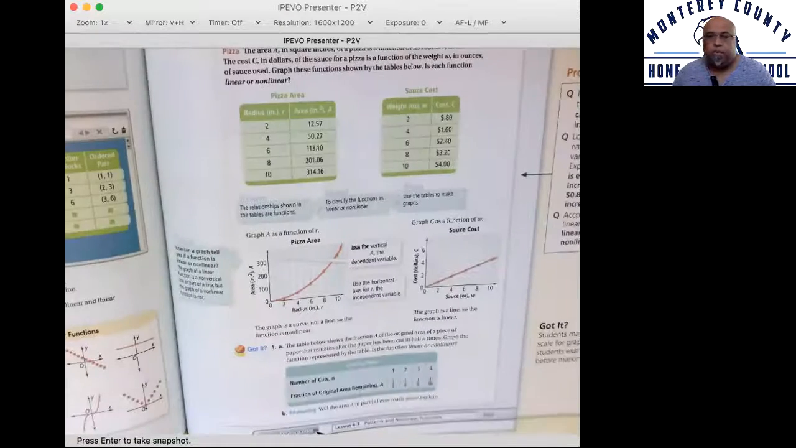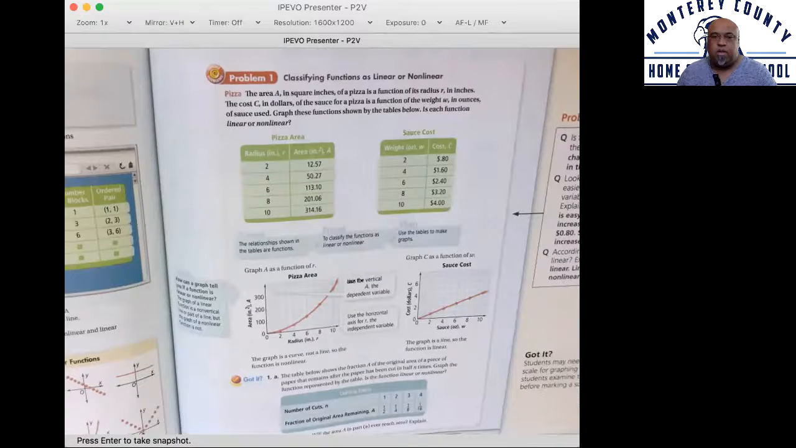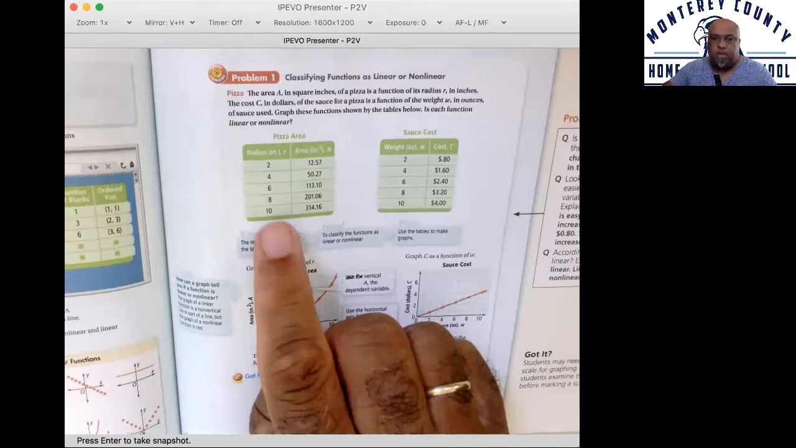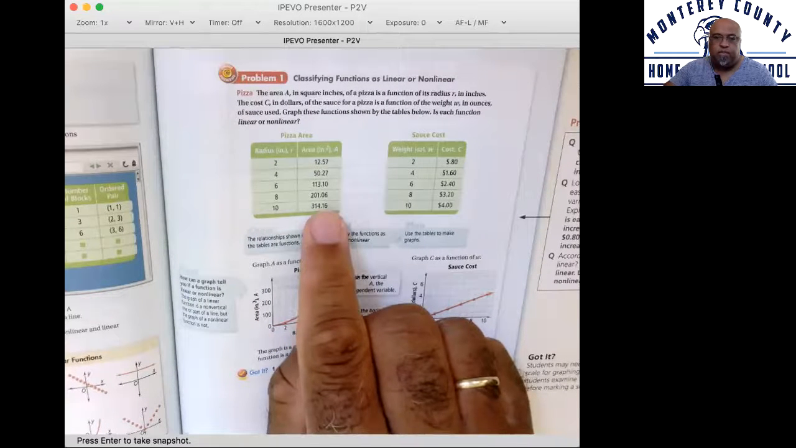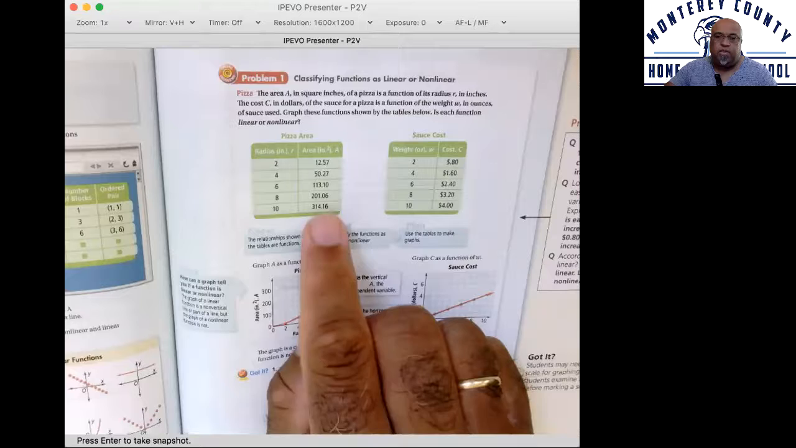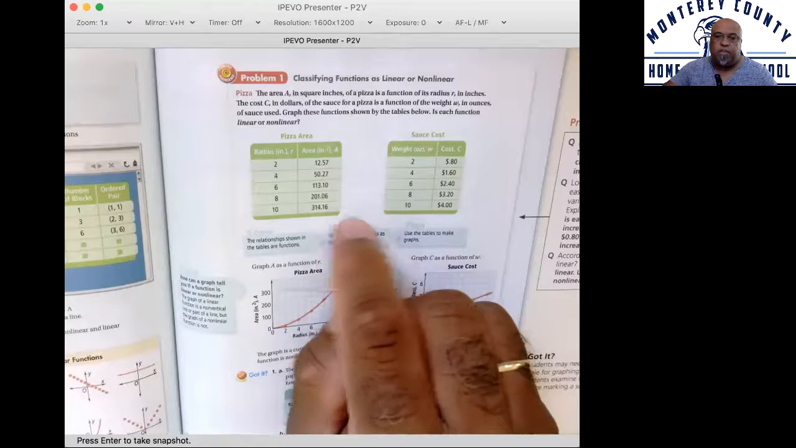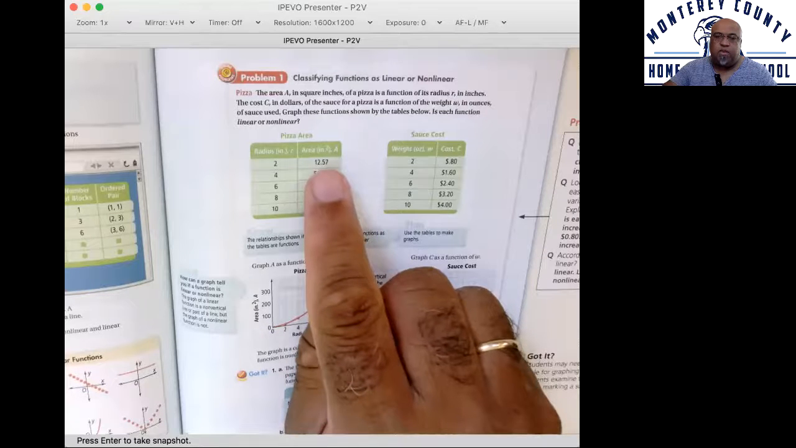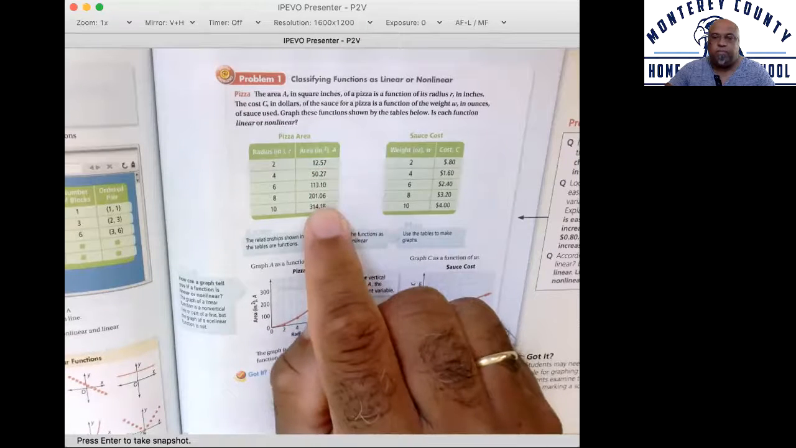So I'm not going to spend a lot more time, but I just wanted you to kind of see how certain functions occur. So this one is comparing the radius of a pizza to the area in square inches. Okay. Now radius is linear because it's measuring a line. It's a line from the center to the edge of the pizza. Area is square because it's measuring in little squares. Even if it's a circle, it's measuring a circle in little squares.